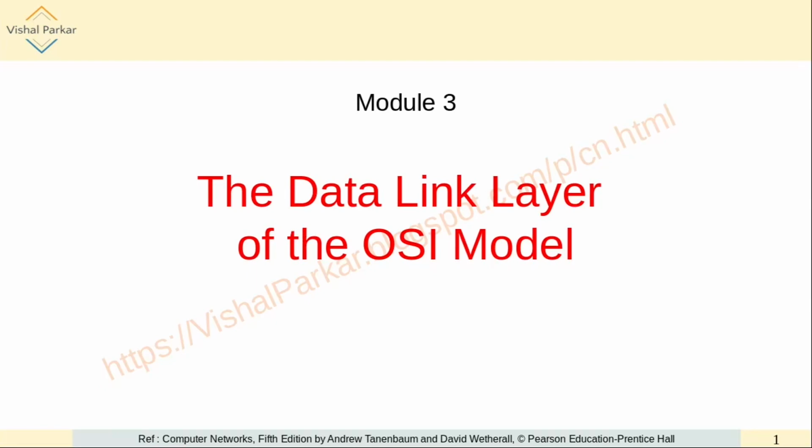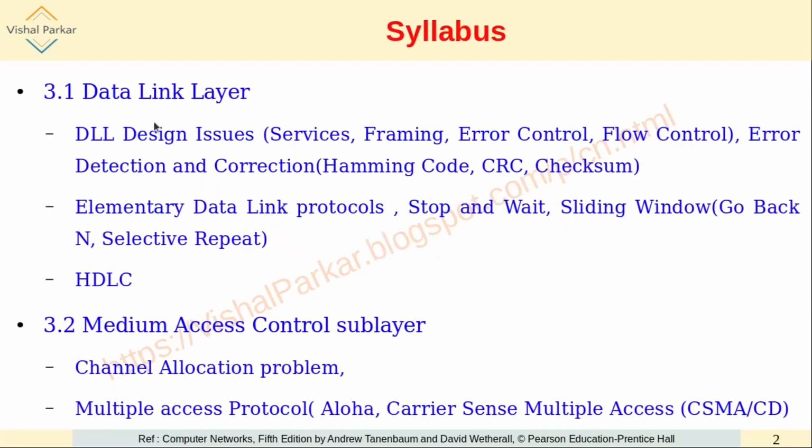Welcome to this video on the third module, the data link layer of the OSI model. The syllabus of the whole module consists of the intricacies of the data link layer itself, as well as the medium access control sublayer. So the data link layer will be seen with respect to these points: the design issues, particularly the services provided by the data link layer, the framing, error control, and the flow control.